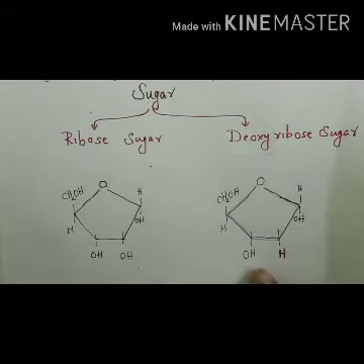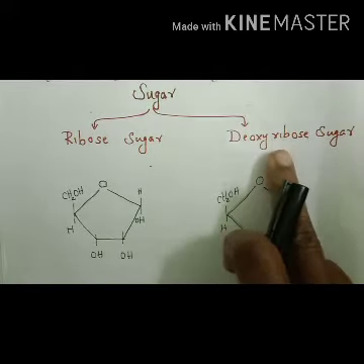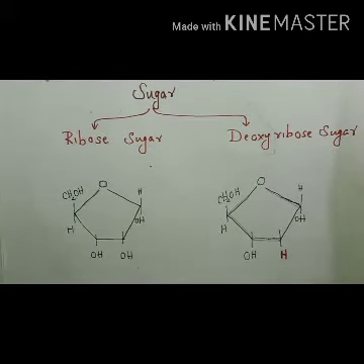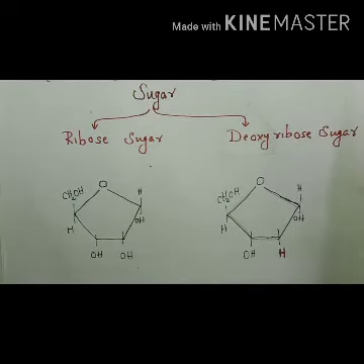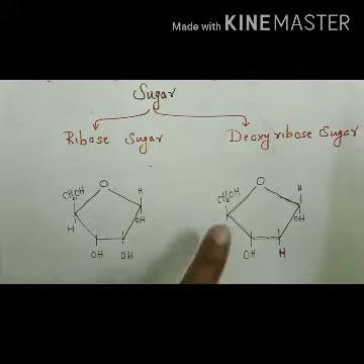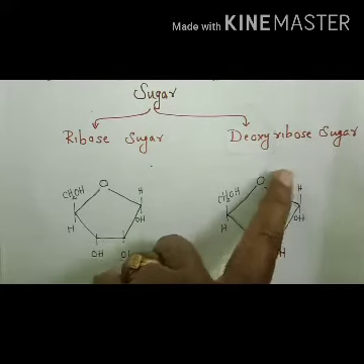The sugar molecule present in nucleic acids is also of two types: ribose sugar and deoxyribose sugar. Depending upon the sugar molecule, the nucleic acid becomes either DNA or RNA. The sugar molecule present in RNA is ribose sugar and the sugar molecule present in DNA is deoxyribose sugar.